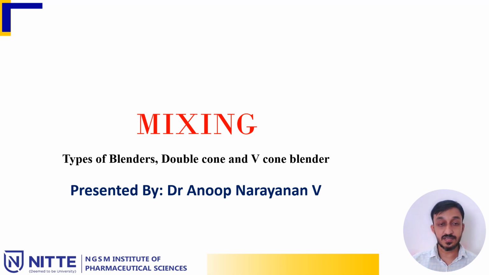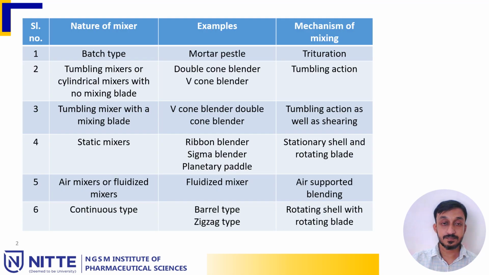We shall now discuss the types of blenders such as double cone and V-cone blender. Nature of mixing varies from blender to blender. Based on that, all these mixing equipments are classified into various types. The first class are batch type mixers, and the examples are mortar and pestle, where the mechanism of mixing is trituration.